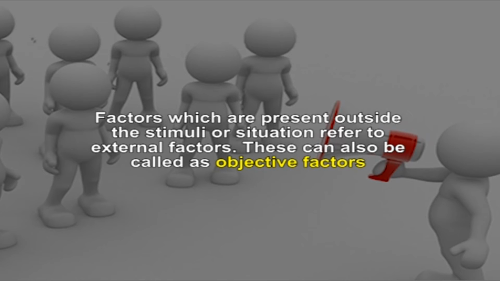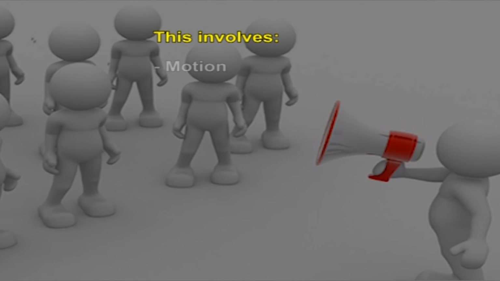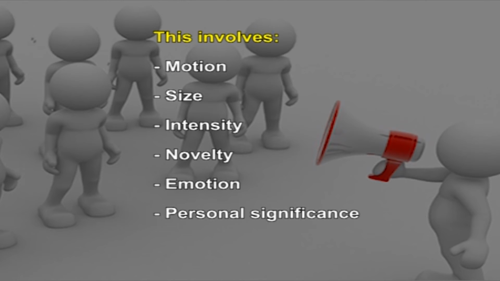External factors means the factors which are present outside the stimuli or situation. These can also be called objective factors. This involves motion, size, intensity, novelty, emotion, personal significance, and social cues. Now we will see each one in detail.